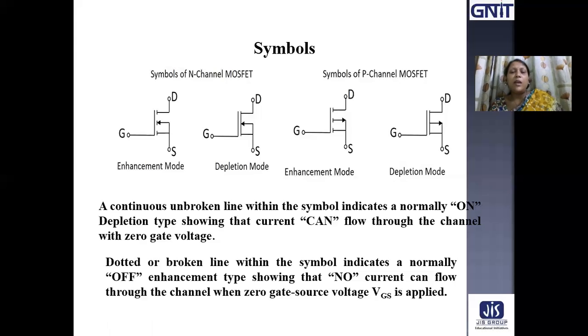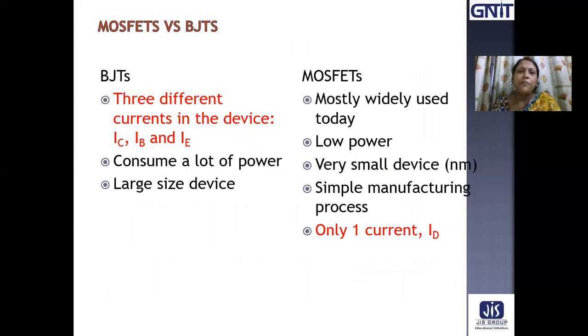On the contrary, enhancement type MOSFET is called normally off as there is no channel. So no current is flowing through the channel when zero gate to source voltage is applied. Whereas for depletion mode MOSFET, there can be a current flow when zero gate to source voltage is applied, as there is a channel present between gate and source. Hope this is clear.